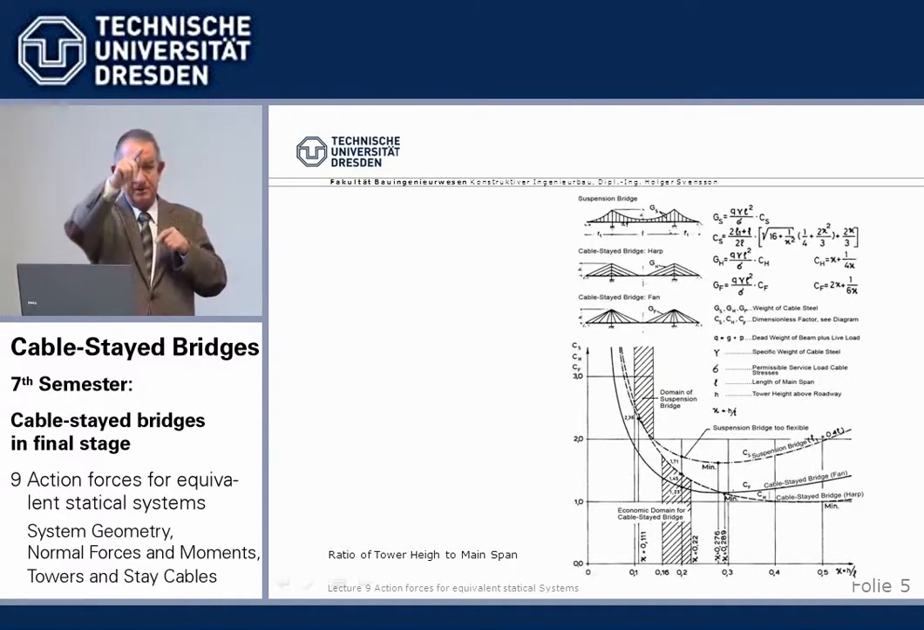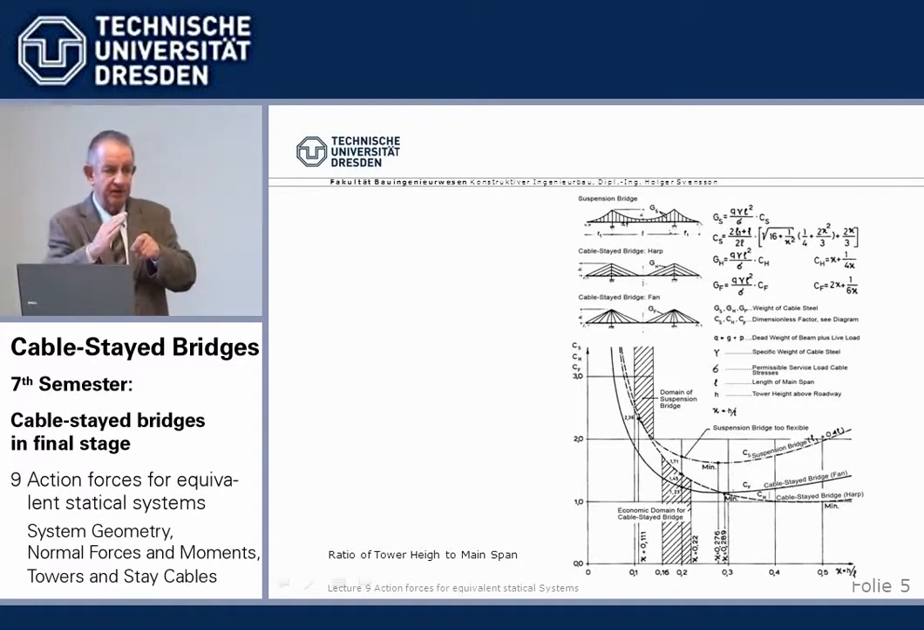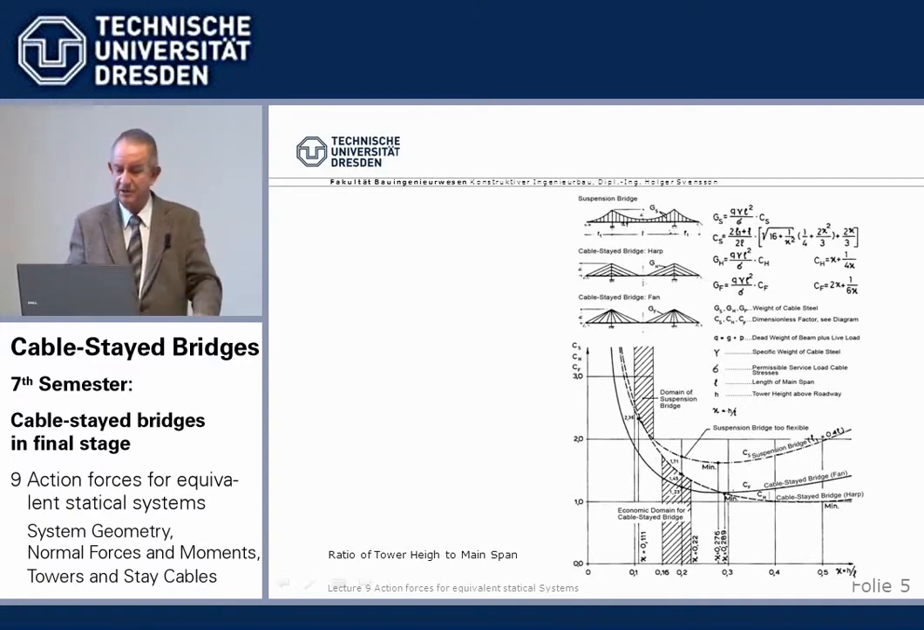if you ask, for a given height, which inclination must a stay cable have to carry a vertical load with the minimum amount of steel? You can vary that, and you find very easily it's 45 degrees. So a 45-degree cable requires for a given load the minimum amount, and that would of course lead us to something like 0.5, that the tower height is 50% of the main span.